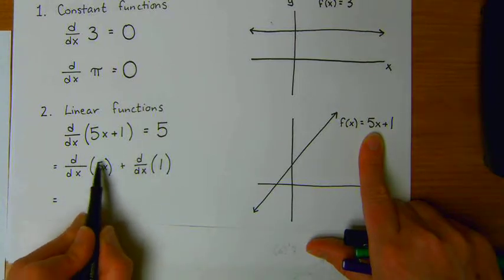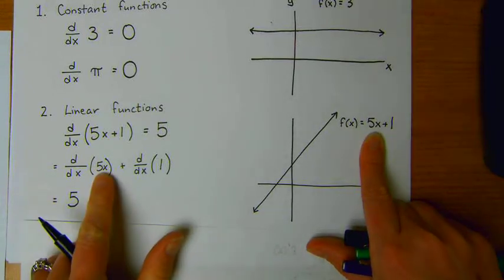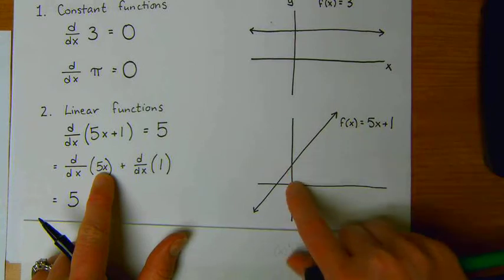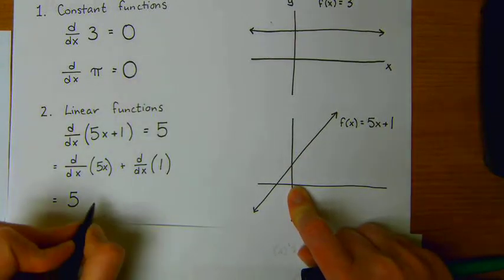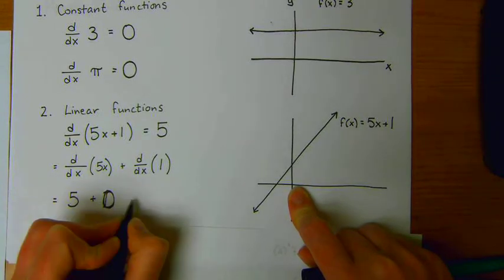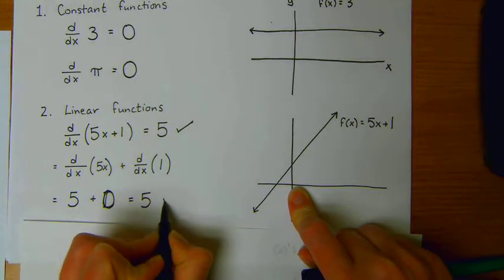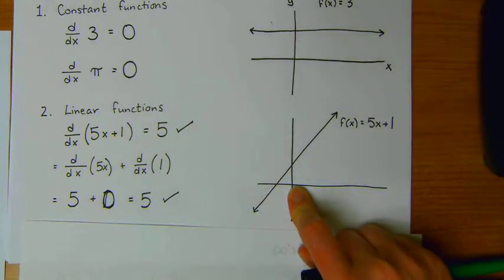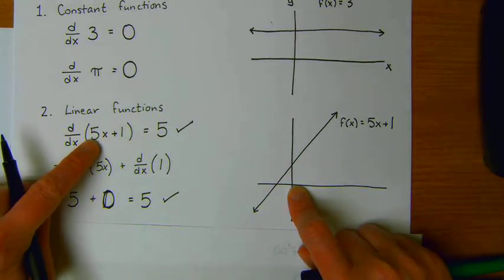The derivative of this function, 5x, is going to be equal to 5, which is also the slope of the line that's centered at the origin. And the derivative of 1 is just equal to 0 because 1 is a constant. Which is equal to 5. This is sort of my graphical check that I arrived at the same value. So in general, taking the derivative of linear functions, it's always going to be the slope of the function.